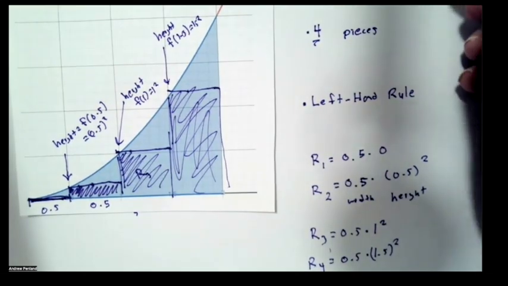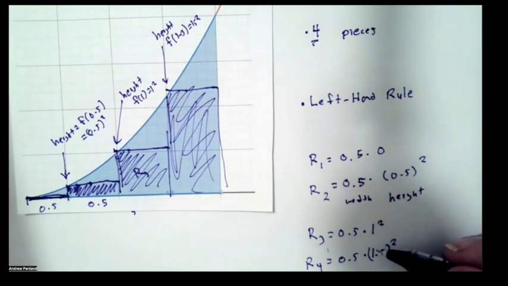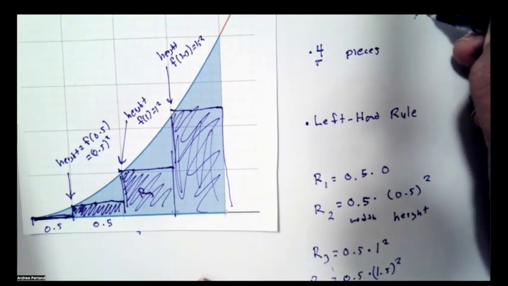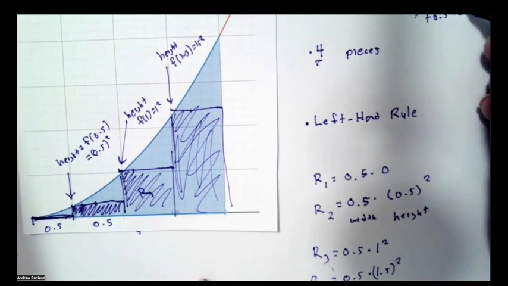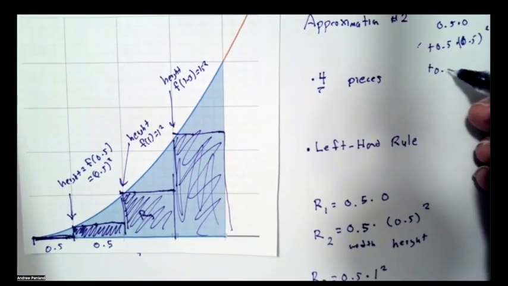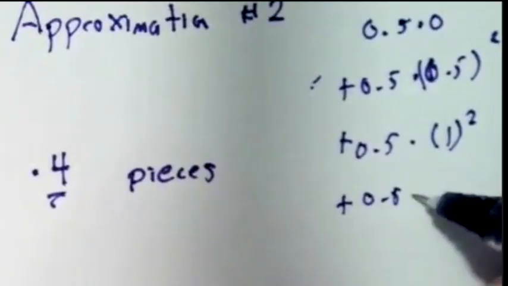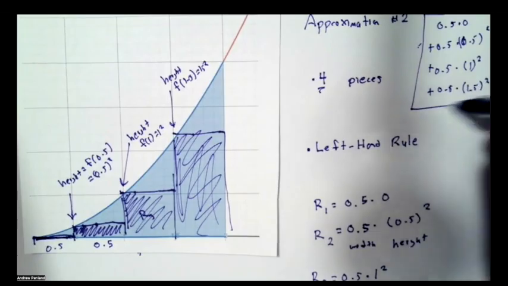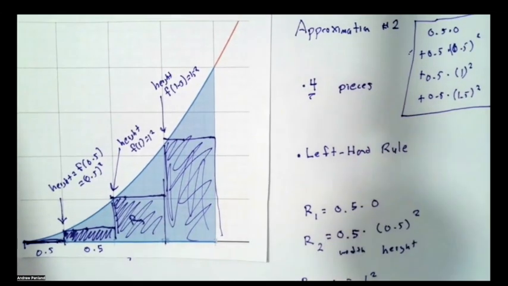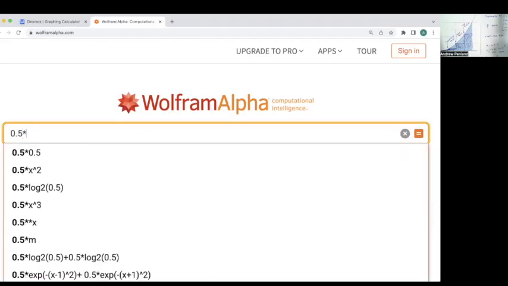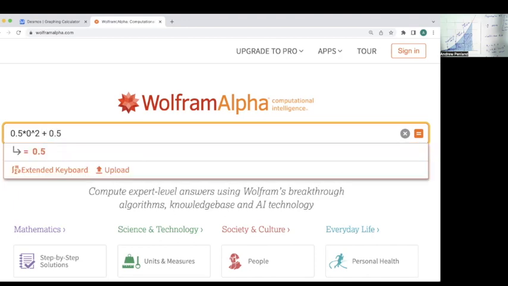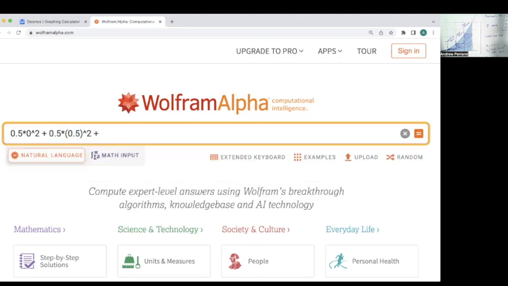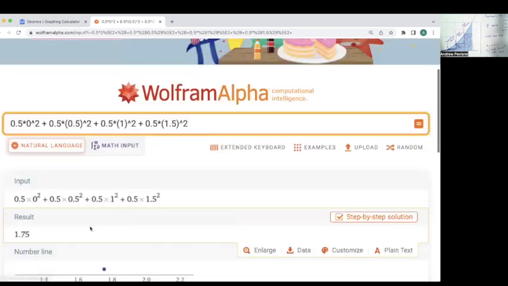My approximation for the overall area is just adding these numbers up: 0.5 times 0 squared plus 0.5 times 0.5 squared plus 0.5 times 1 squared plus 0.5 times 1.5 squared. We can type that into Wolfram Alpha and get our approximation. Our approximation here is 1.75.